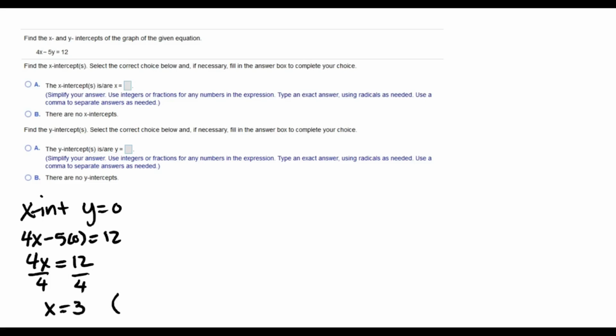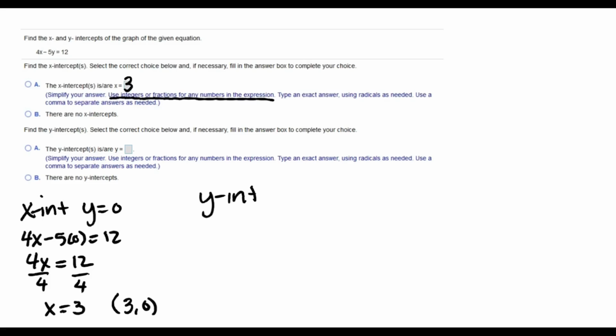I like to write my x-intercepts as ordered pairs, 3, 0, but if I look in my directions here, it says to enter them as integers or fractions. So we would just write x equals 3 for our x-intercept.